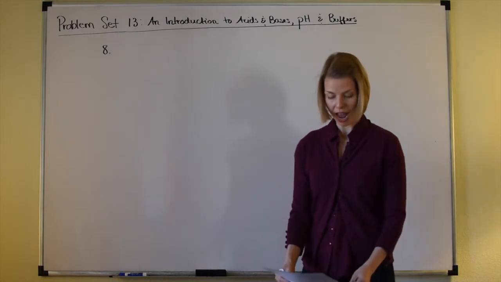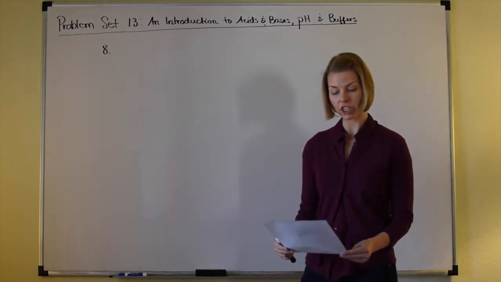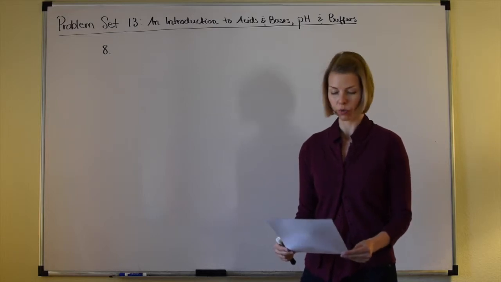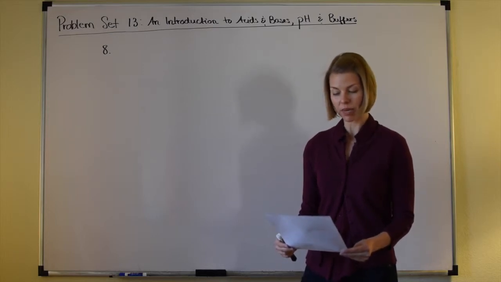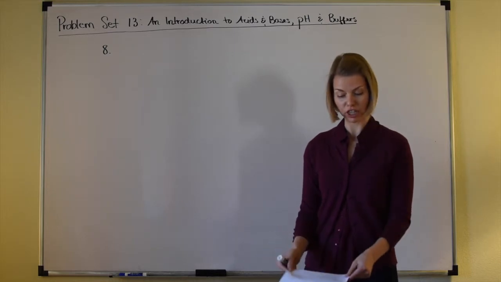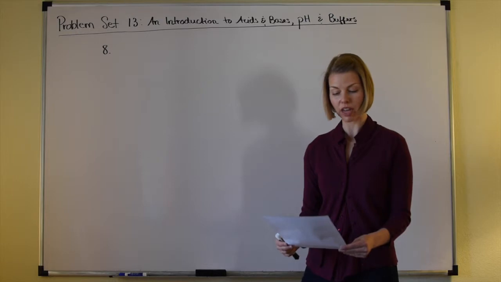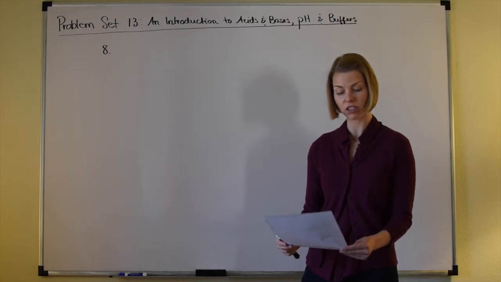Okay, number 8. Rainfall is naturally acidic with a pH of about 5.60. Acid rain with a pH of 1.87 was recorded in Scotland in 1983. Calculate the hydronium ion concentration for natural rainfall and compare it with the hydronium ion concentration of the acid rain that fell in Scotland.